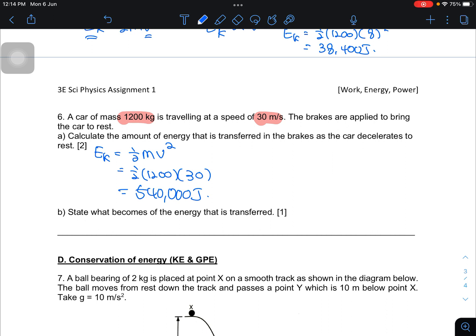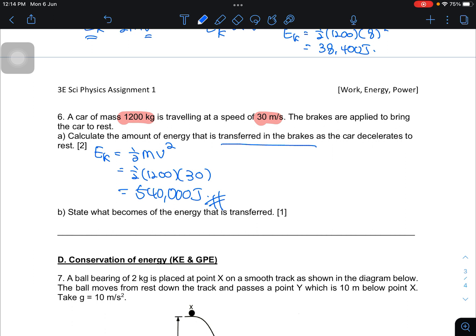All right. Calculate the amount of energy that is transferred in the brakes. In this case, it has been transferred to the brakes in the form of what energy? This is actually the amount of energy that is transferred to the brakes. So part B, they ask you, what happens to the energy? What did this 540,000 joules of energy become?